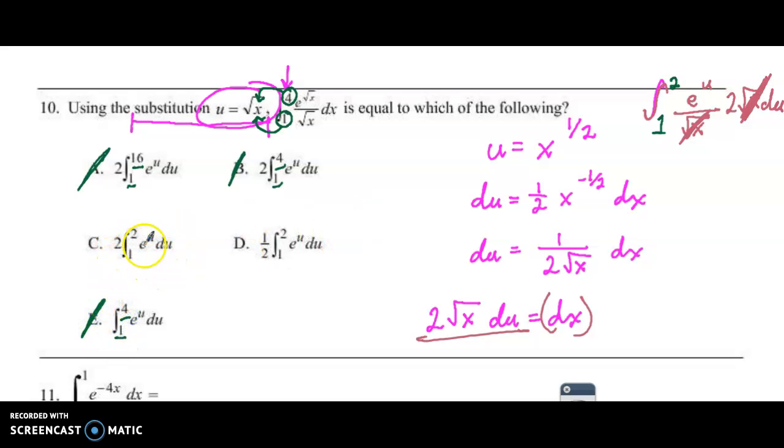And as you look at everything else, algebraically, it makes sense that that 2 can be moved in front. Not that one. I don't know why I almost circled that one. Option C is the correct answer.